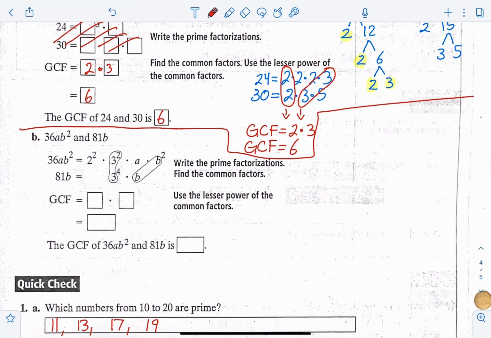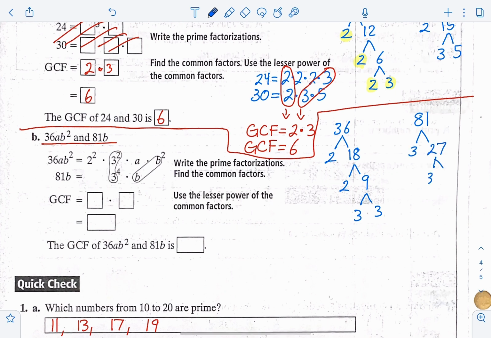So let's look at this next one. It says 36ab squared and 81b. So let's start with just the numbers. We need to make trees. So we're going to have 36 that we break apart. And 36 is going to break apart to be 2 and 18. 2 and 9, 3 and 3. 81 is going to break apart to be 3 and 27, 3 and 9, and then 3 and 3.